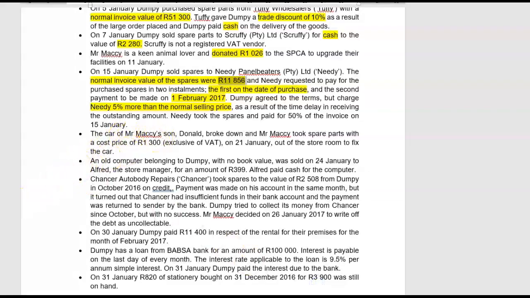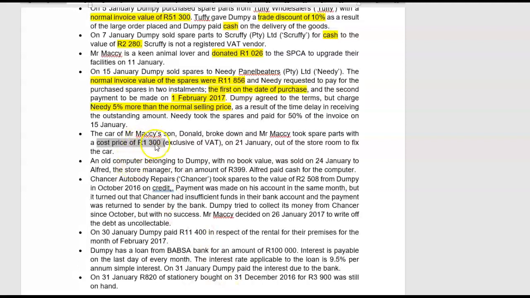The car of Mr. Mackey's son Donald broke down and Mr. Mackey took spare parts with a cost price of R1,300 exclusive of VAT on 21 January out of the storeroom to fix the car. So obviously his inventory has decreased. They gave us the cost price of that inventory item. Guys, if they gave us a selling price, you first had to convert it to the cost price. But they gave us the cost price, so we know exactly what to adjust against inventory, R1,300.